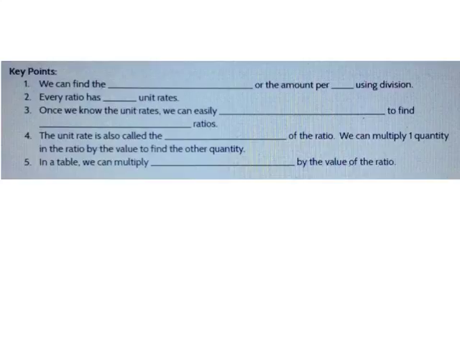We've been talking a lot about the unit rate. The unit rate is the amount per 1. We can find the unit rate using which operation? Using division. Every ratio has blank unit rates. What goes in that blank? 2 goes in that blank.